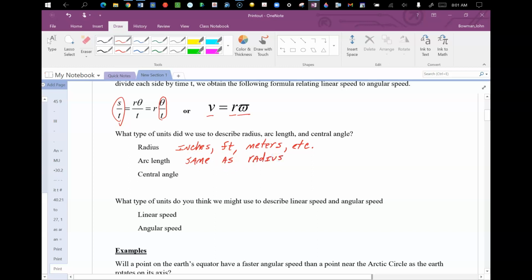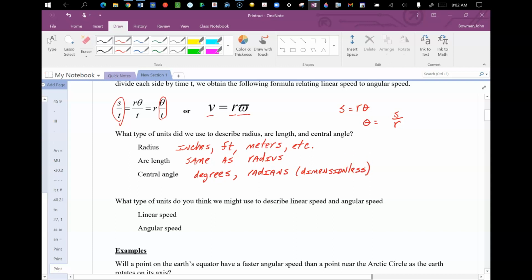At central angle, we might have used degrees, or we might have used radians. Now, I want to make this point about radians. If you remember, S is equal to R theta, then theta is equal to S divided by R. And if S and R are in the same units, then theta, or radians for theta, are going to be dimensionless. So keep that in mind as we go through these notes.